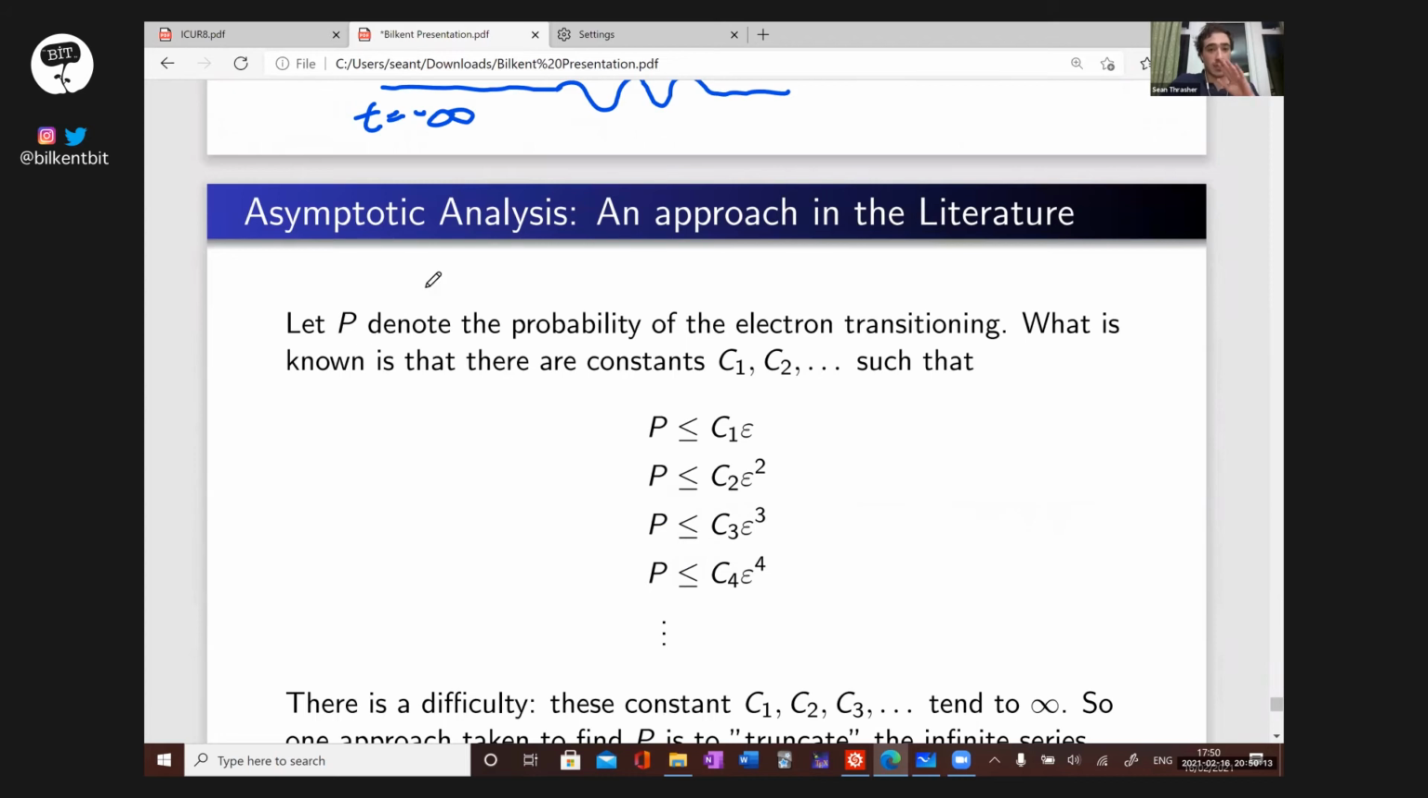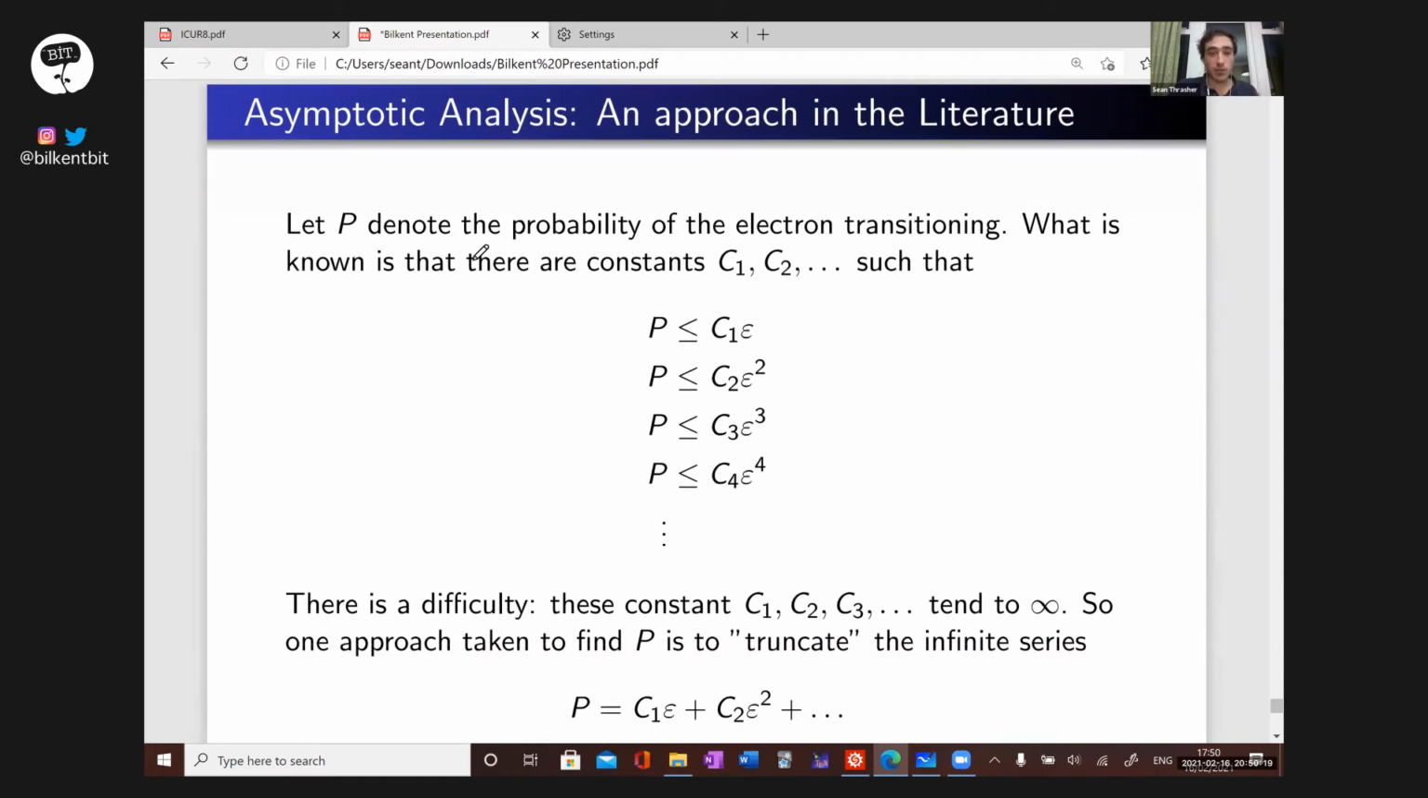Okay, so what is known? A lot of things are known, of course, in the literature. A lot of things are known that I have no clue about. But one thing is that this is something that the adiabatic theory gives you.